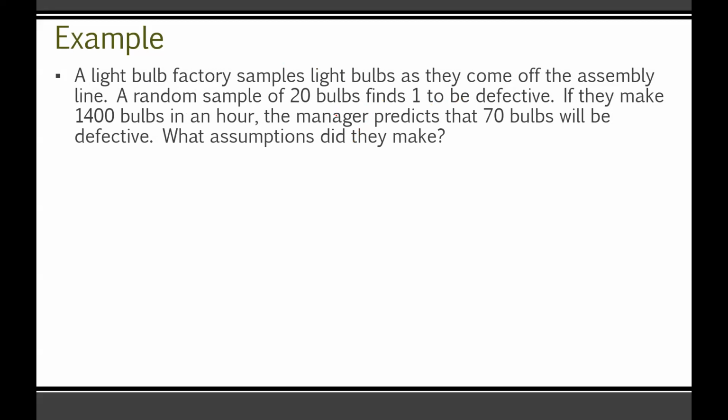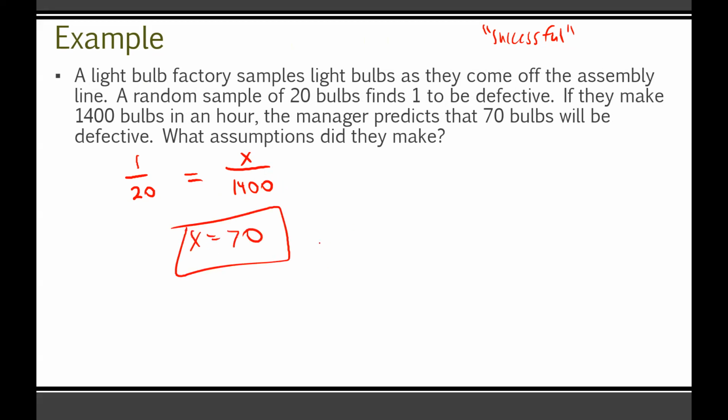Now, I know it's going to be a little weird, but we're going to call a defective bulb a successful one in this case, just for the purpose of calculating experimental probability. So the experimental probability of finding a defective bulb was 1 out of 20. We could expand this to the entire population, which is 1,400 bulbs in an hour. X would be the number of defective bulbs coming out of this. So to solve for this, we just multiply by 1,400 on both sides. 1,400 times 1 divided by 20 gives us X equals 70.